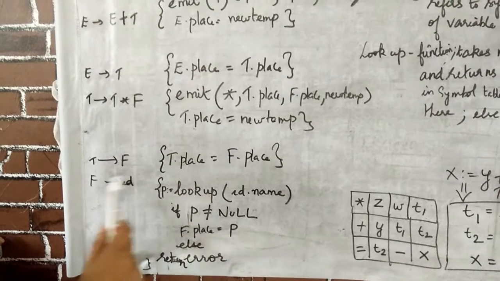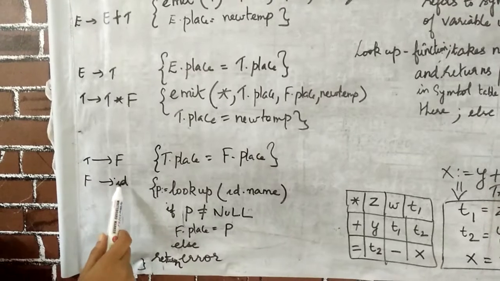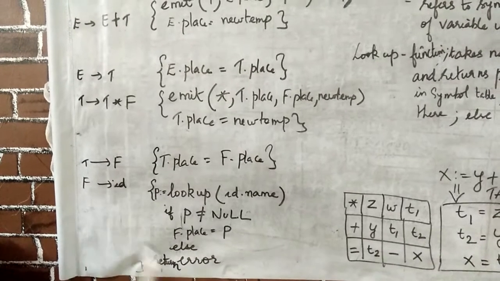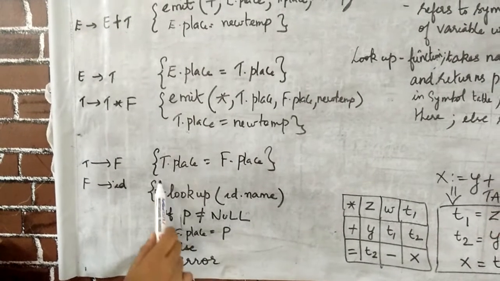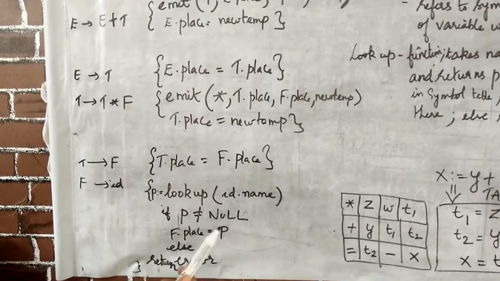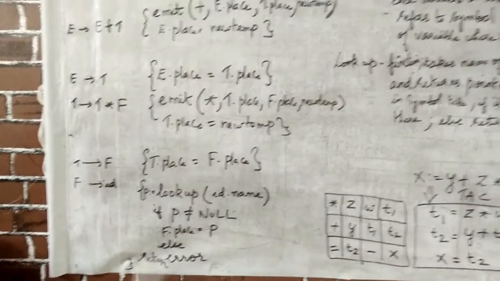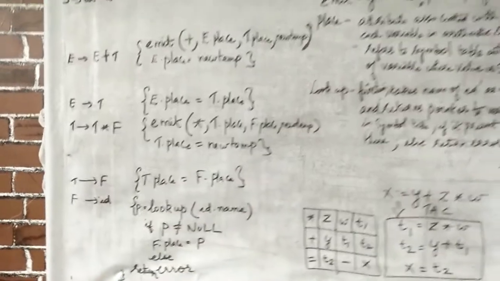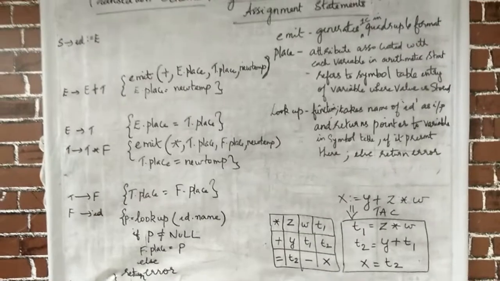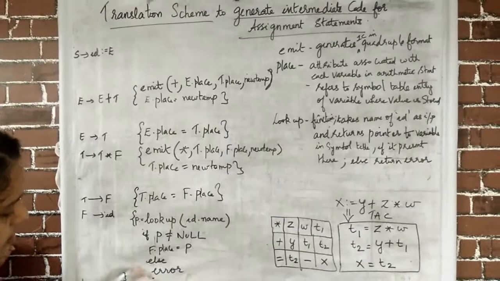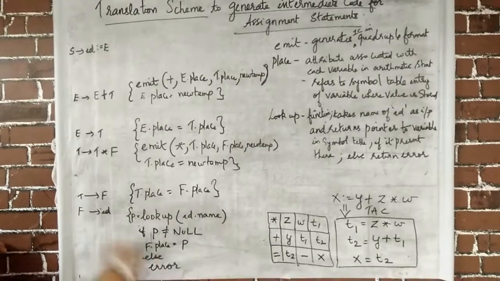Here we needn't generate any quadruple. Why? Because there is no operator involved. Else, if there is no such id, then it will return an error message. So else return error. Okay, this is enough. This is how you write for id.